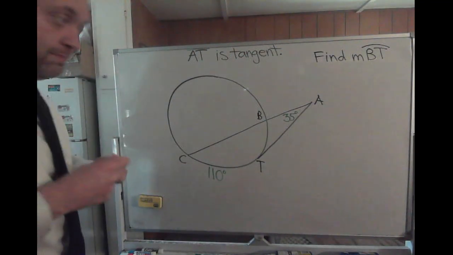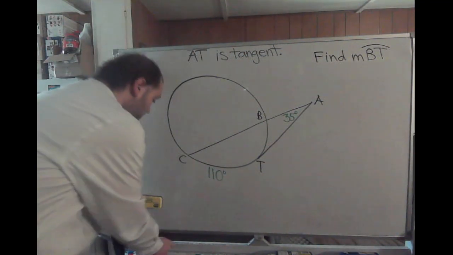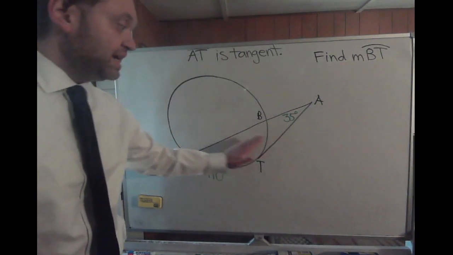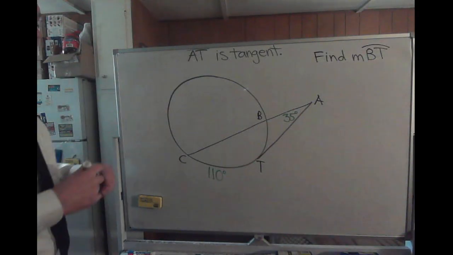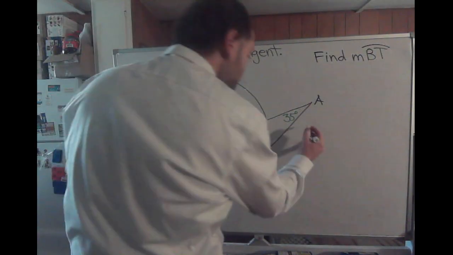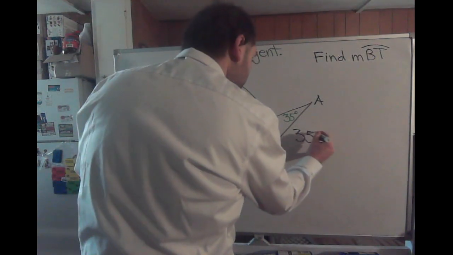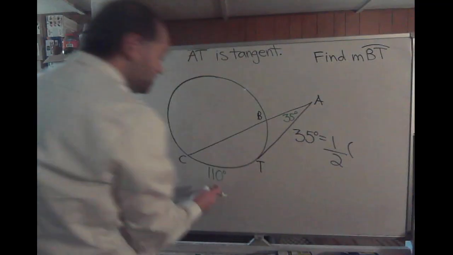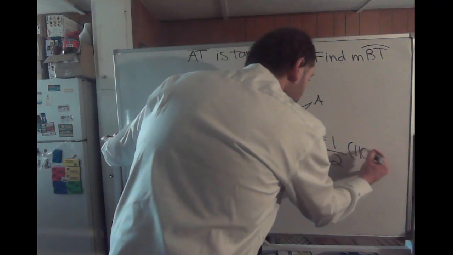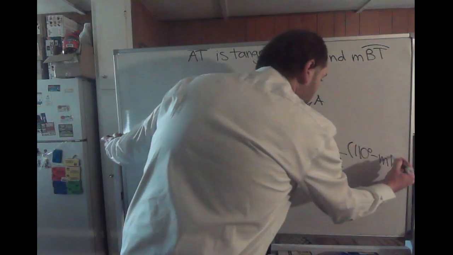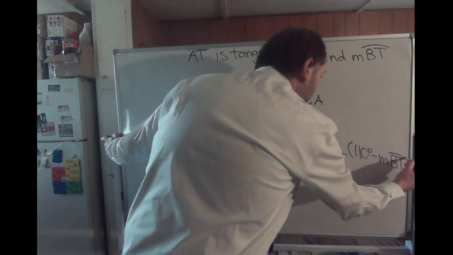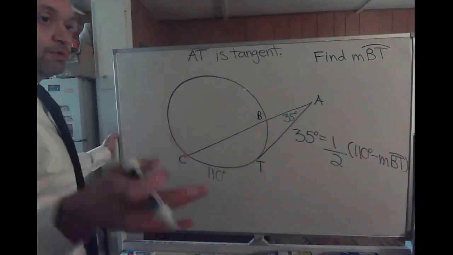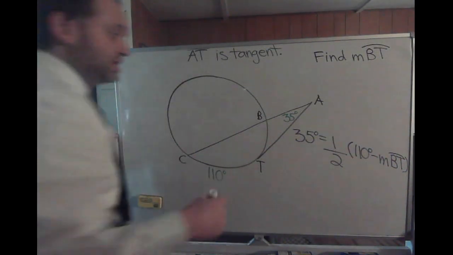Okay, so once again, what we do know is that we have the angle this time formed by the secant and tangent line. That, of course, is equal to half the difference of the two arcs. So take your 35 degrees, set that equal to half the difference of, in this case, I'm going to do the 110 degrees minus the measure of arc BT. There's a reason for it. I suppose it doesn't matter what order it's in, but you probably don't want to deal with negative numbers if you can help it. If we did it in reverse, we'd be dealing with negative numbers.